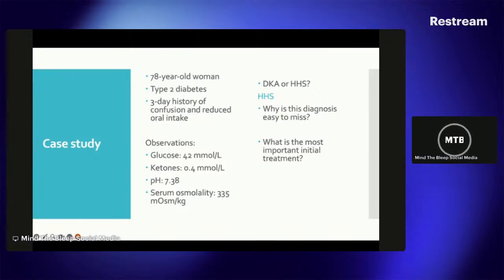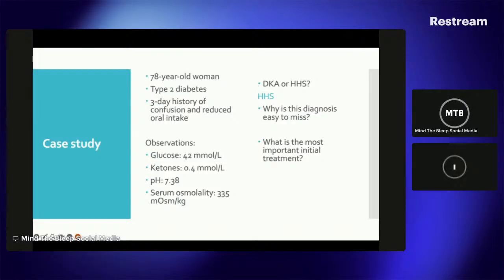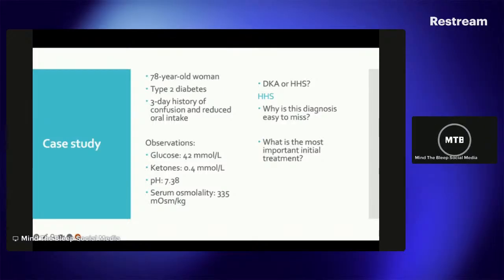And the reason why is because of the history that's included in the case study notes of the 3-day, so quite a long history of the confusion and reduced oral intake, and the fact she's a type 2 diabetic. And the reason why this diagnosis is easy to miss in real life is because of the subtle presentation of the gradual confusion and the progressively worsening oral intake. And the most important initial treatment would be fluids with the slow correction rate that we've mentioned.